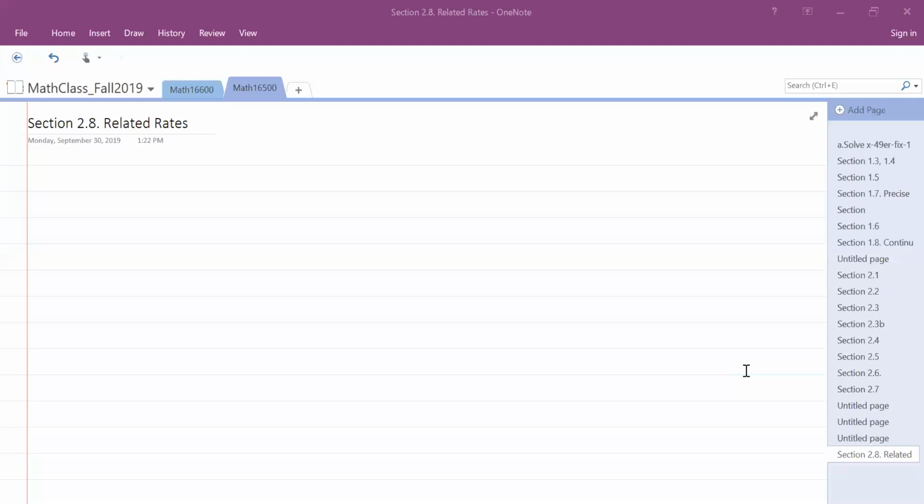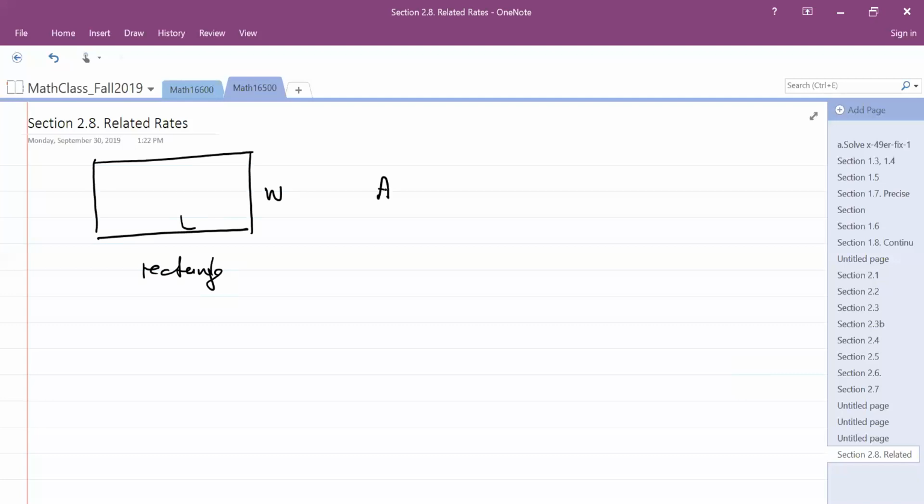So take a look at a rectangle. For a rectangle, how many quantities can you talk about, right? The width and the length, right? We also know the area. So we have three quantities here. Maybe the length of the diagonal, d. Right? The length of the diagonal, d.